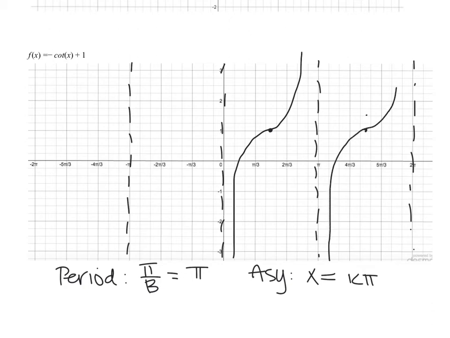Between our intercepts, between our asymptotes. And then we have the graph of negative cotangent of x plus 1.